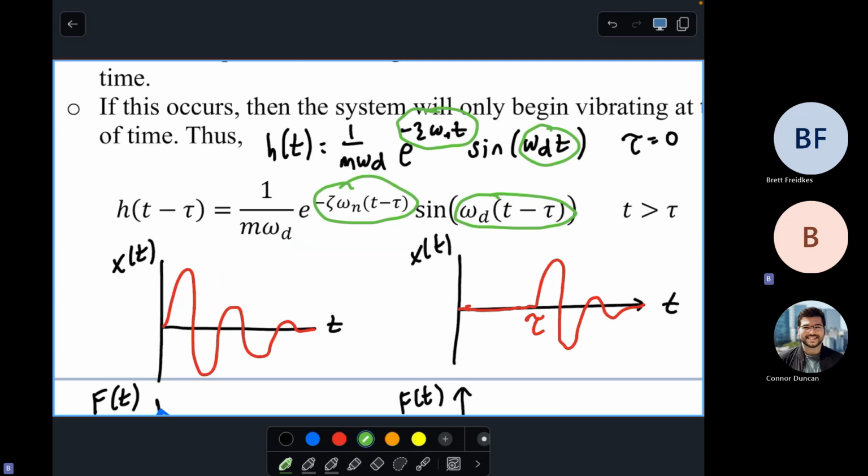It has the same exact response. It's just that your time will not start until the strike happens at tau. Then you have the same exact behavior. Hanging out. Chilling. It's not doing anything. Huh? I didn't hit it yet. So the mass is just hanging out here, doing nothing. I'm waiting. Then I kick it. Now it starts to move.